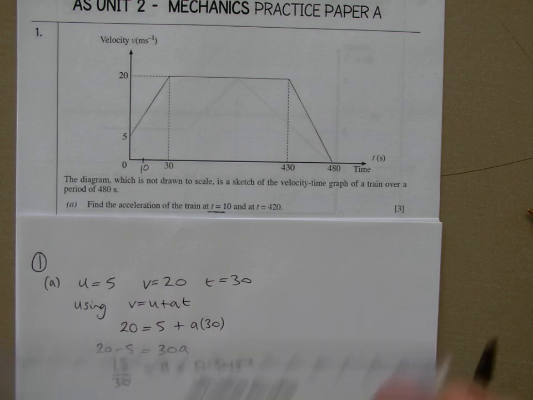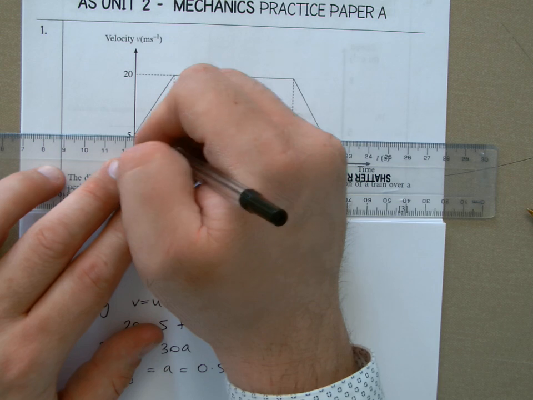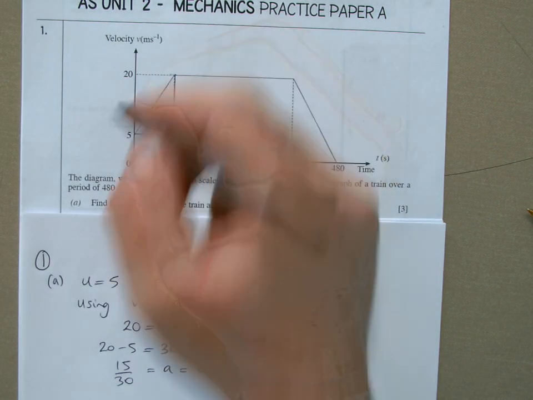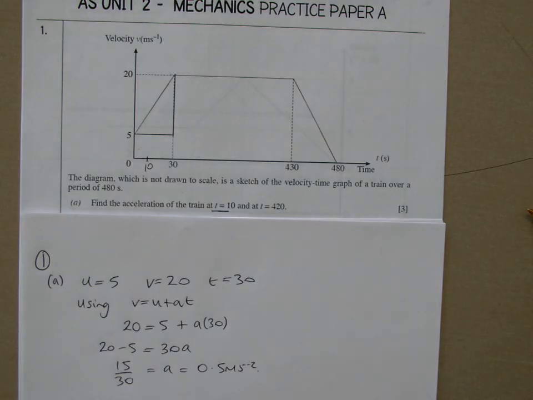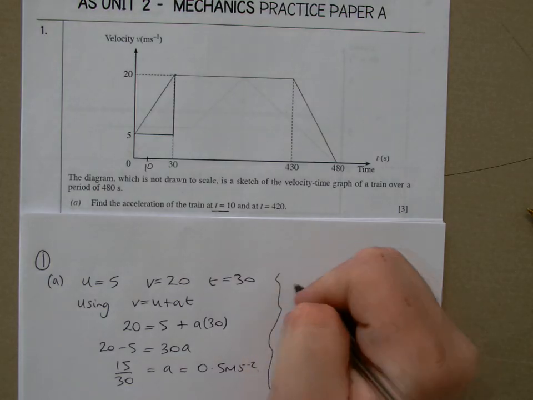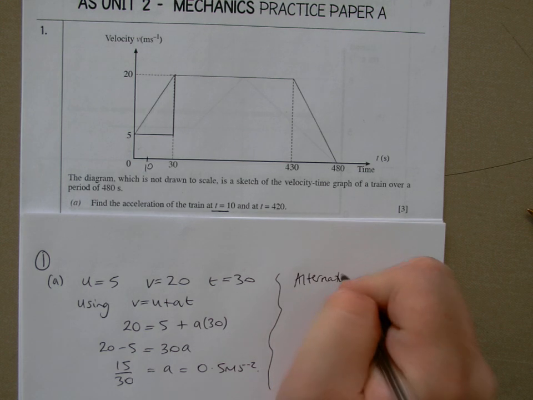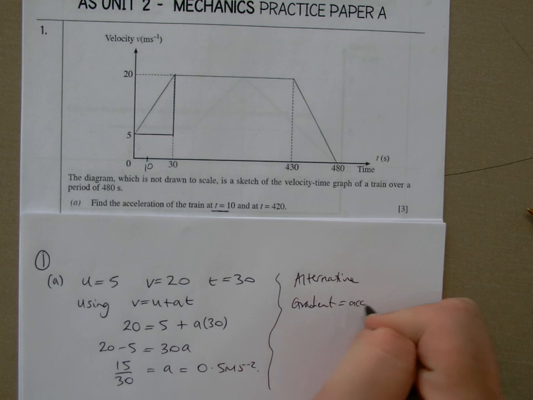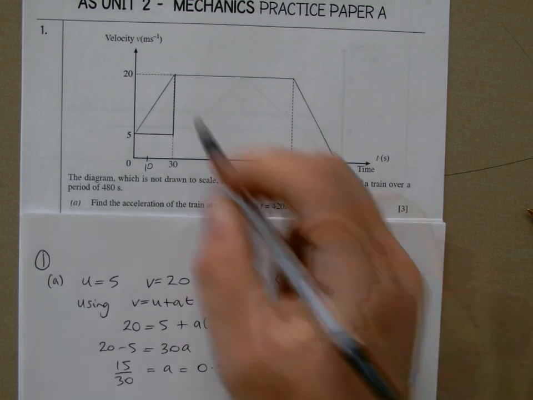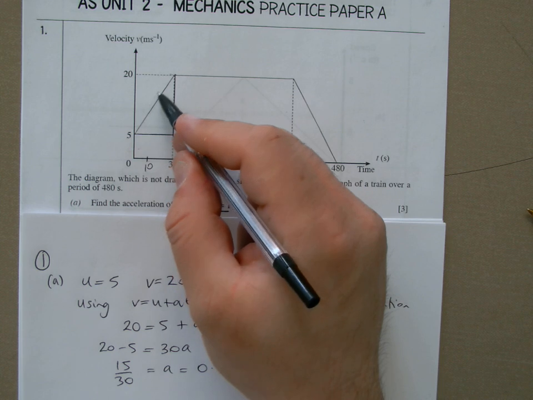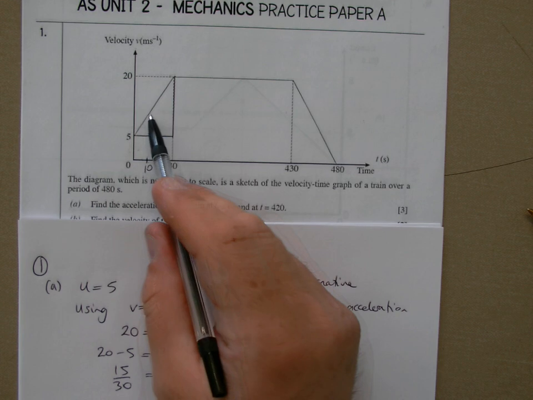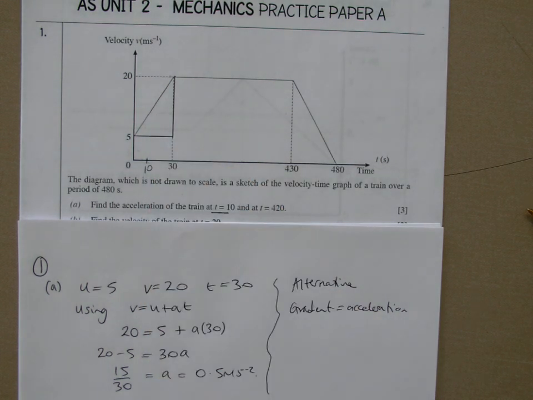You could have simply looked at the gradient from the graph, because remember, the gradient is the acceleration. You've got to remember that. So you could have done it that way. The alternative approach is to look at the gradient. Remember, the gradient is the acceleration, which is the case because the gradient tells us how velocity is changing over time, the slope of it, how velocity is increasing, and that's what acceleration is, isn't it? It's a measure of how velocity changes.